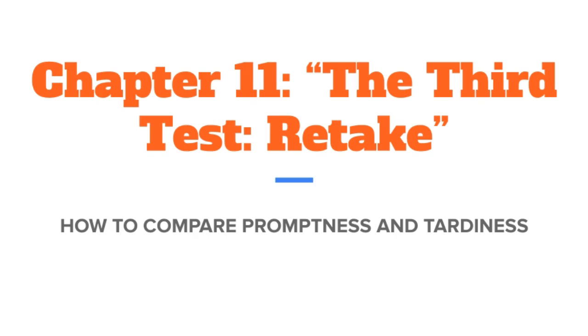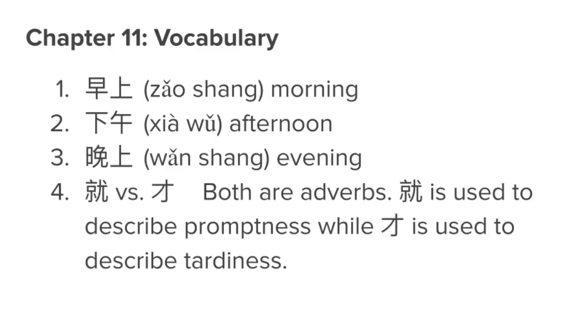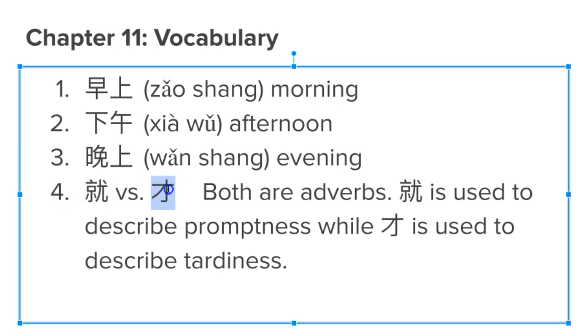大家好. In Chapter 11, we're going to talk about promptness and tardiness. 我们的第11课的生词是第一，早上，早上；第二，下午，下午；第三，晚上，晚上。And four, the difference between the adverbs 就 and 才.